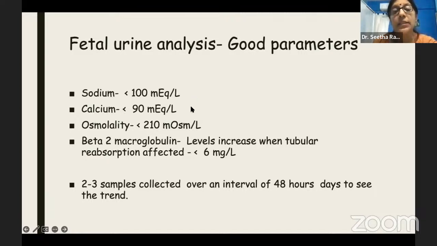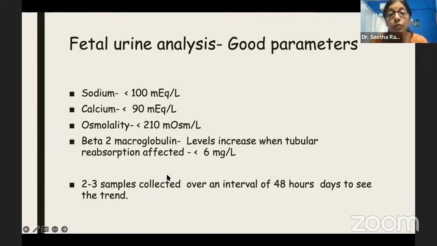So generally, when this happens, and if they are amenable to treatment, we would do a fetal urinary analysis. These would be the normal parameters for fetal urine: sodium less than 100, calcium less than 90. But more importantly, the beta-2 microglobulin, where the levels tend to increase when the tubular reabsorption is affected.